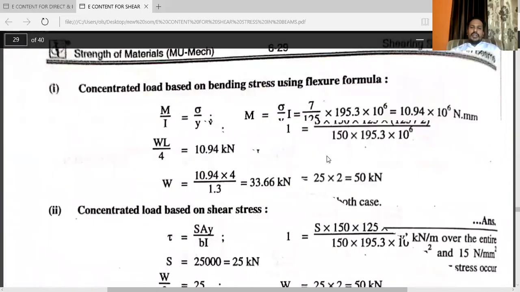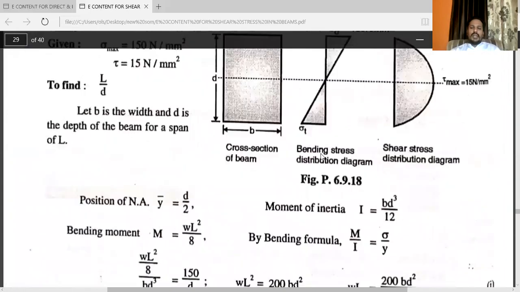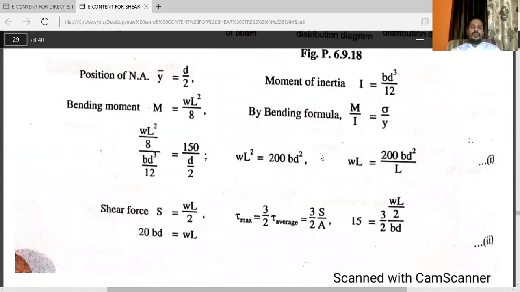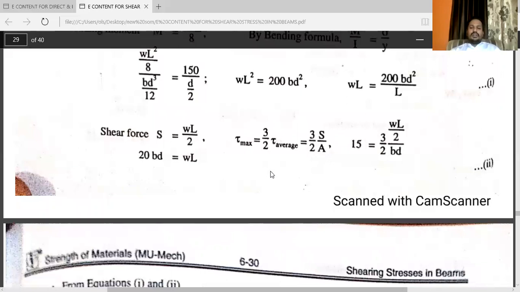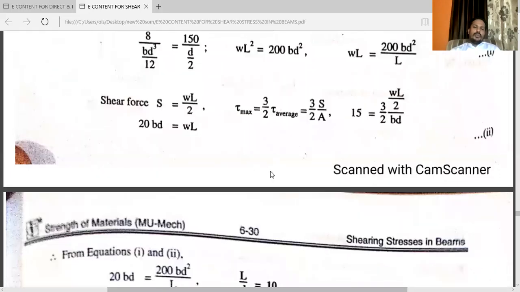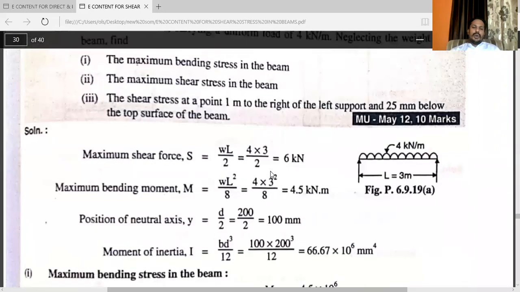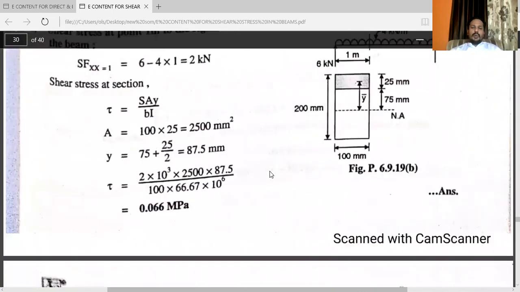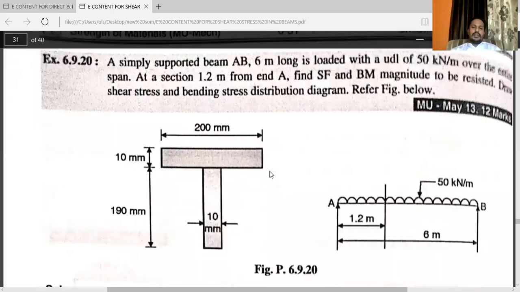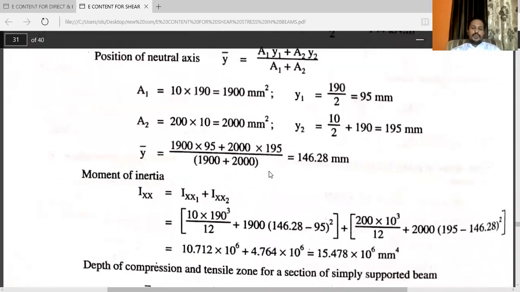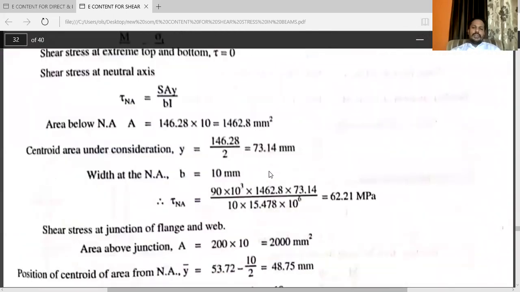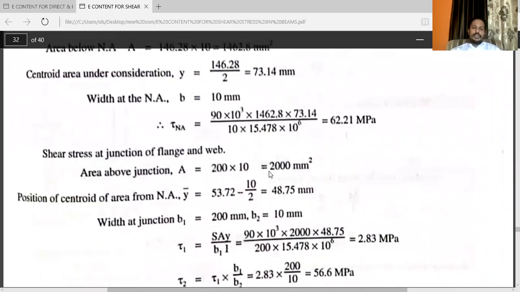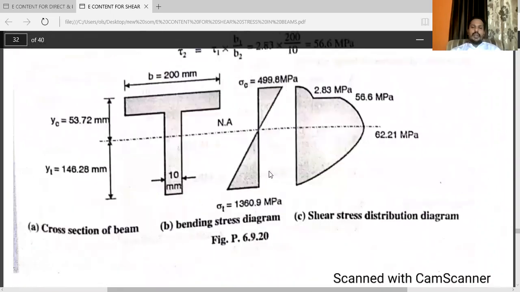By using our E content, you can solve n number of problems. Sometimes the problem will be a combination of stresses in beams. That is, by using different formulas, you have to find out. At the same time, you have to draw the bending stress distribution diagram as well as the shear stress distribution diagram. I have completed both, shear stress distribution and bending stress distribution diagram. So now you can draw both diagrams.